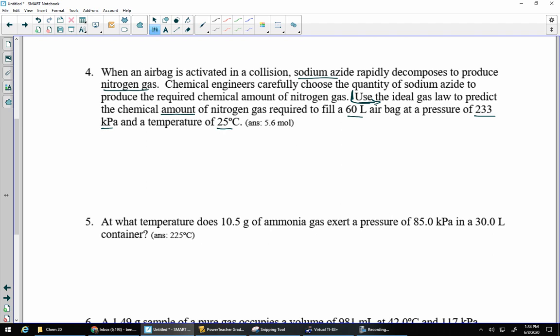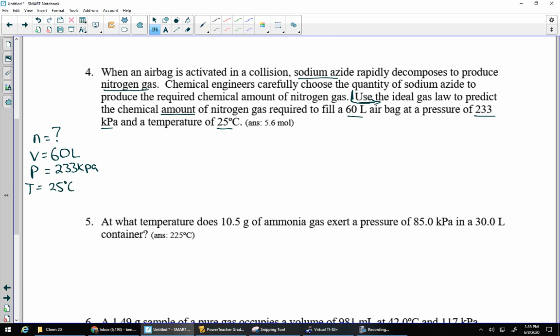So let's summarize that last little bit here. We want to predict the chemical amount of nitrogen. So n is our question mark. Trying to figure out the amount of nitrogen. The volume tells us right off the bat is 60 liters. The pressure is 233 kPa, and the temperature is 25 degrees Celsius.